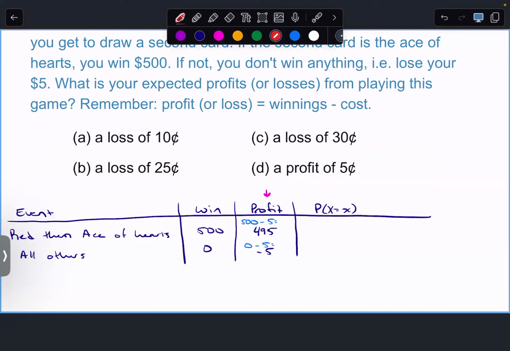So we need a red card and we need an ace of hearts. Probability of a red card is 26 over 52.